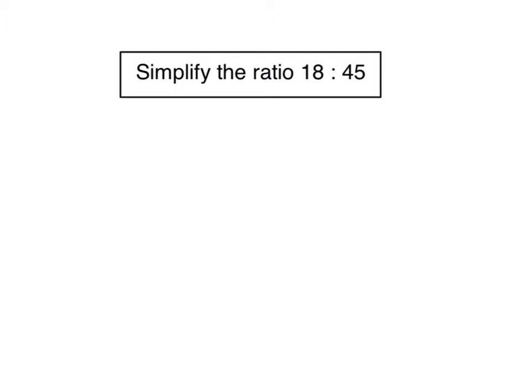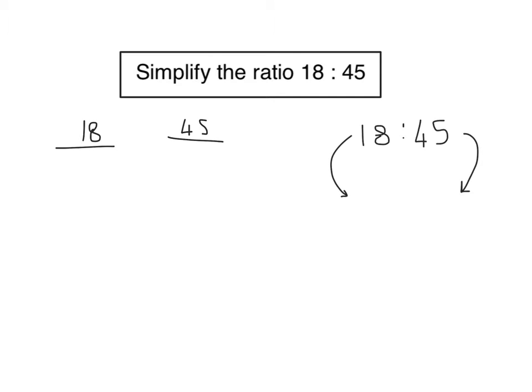Simplify the ratio 18 to 45. I'm just going to write it out again over here. So what I need to think is the biggest number that goes into both of these numbers, so the biggest common factor, the highest common factor. If I didn't know it off the top of my head, I could list my factor pairs. So that's what I'm going to do first.